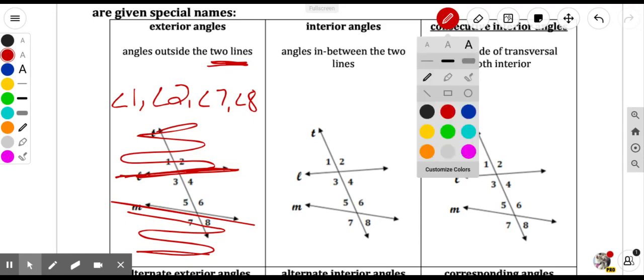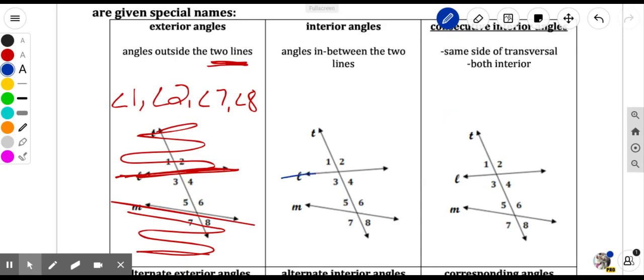Interior angles are angles that are in between the two lines. So if you look at this example, again, here are the two lines. It keeps jumping. L and M are the two lines. So interior are ones that are in between them. Picture L and M like a sandwich. Like those are pieces of bread or something. Like 3, 4, 5, and 6 are the meat of the sandwich.